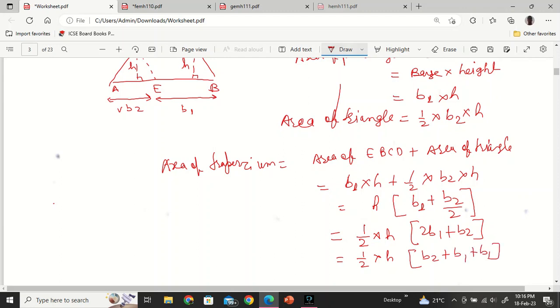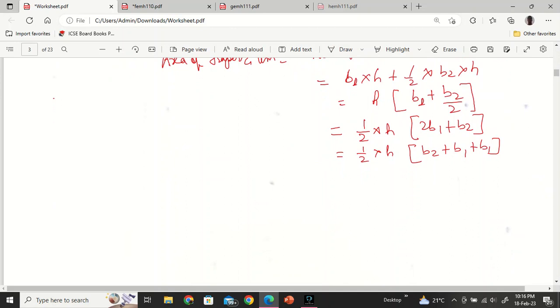So can I write 1 by 2 into H into B2 plus B1 plus B1? Are you okay? So it will be 1 by 2 into H into B2 plus B1 plus B1.